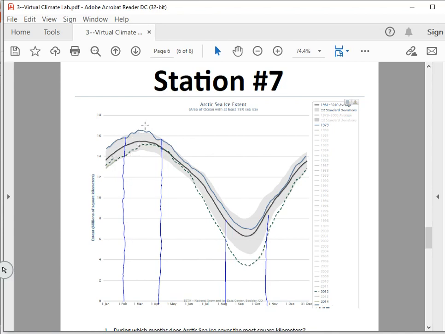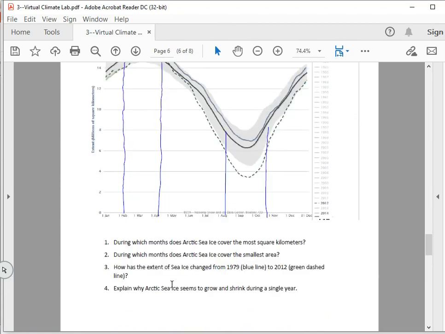There was less that was made, right? The extent of the sea ice, there was less that was made during the winter or during these months here. And then there was a big drop also in the summer months as far as how far out or how much ice was made in the summer months. So there was less ice made between 1979 and 2012.